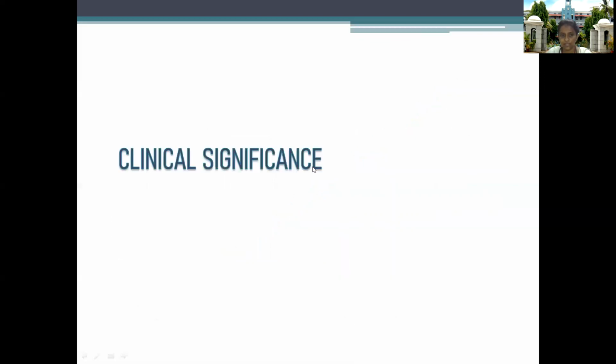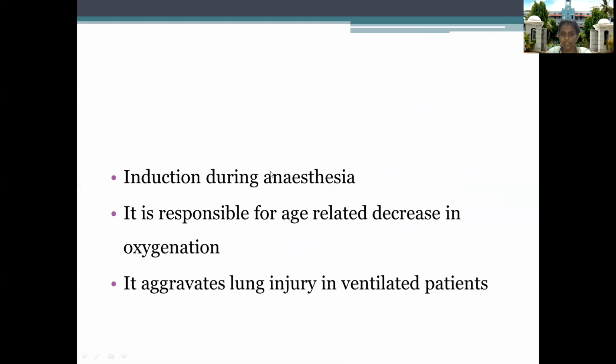Coming to the clinical significance, during induction of anesthesia, it is important to know the kind of individuals who are likely to have an increased closing capacity, because it influences how we pre-oxygenate them before intubating and ventilating them. Also, as the previous graphs have shown, it is also responsible for age-related changes.